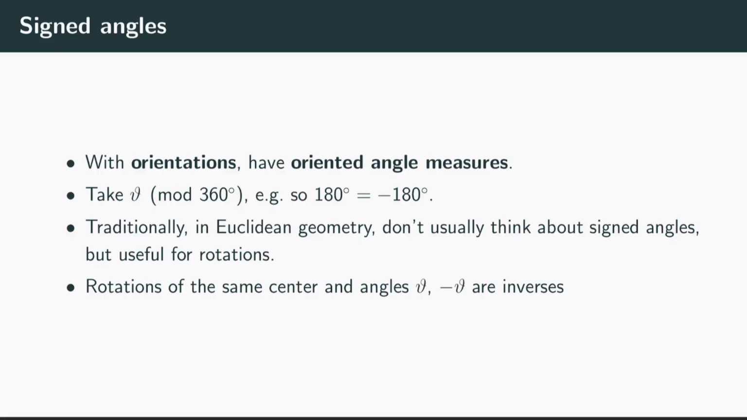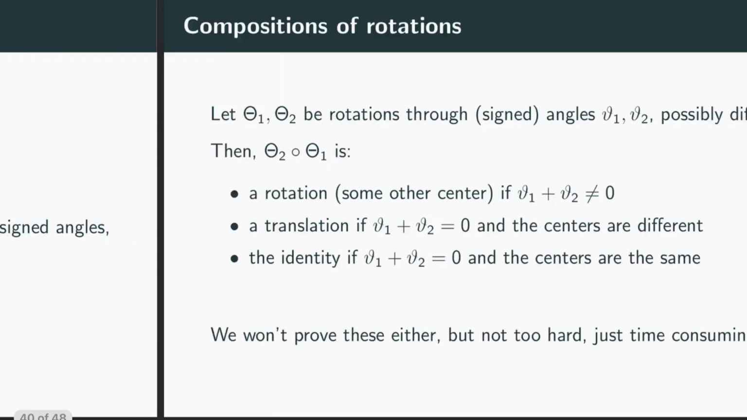However, it's useful when we're talking about rotations. As we talked about, a rotation cares whether you're rotating clockwise or counterclockwise. And a very nice fact is that two rotations with the same center and angles theta and minus theta are inverses of one another. Okay, so what happens if I take two rotations and I compose them? We already saw what happened if we take two translations. Let's think about two rotations.